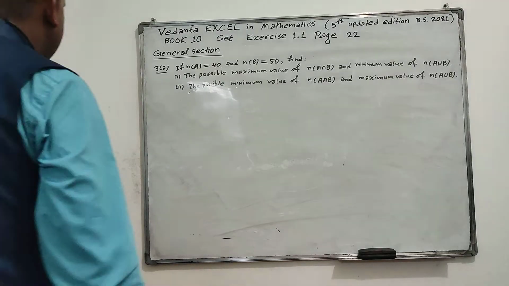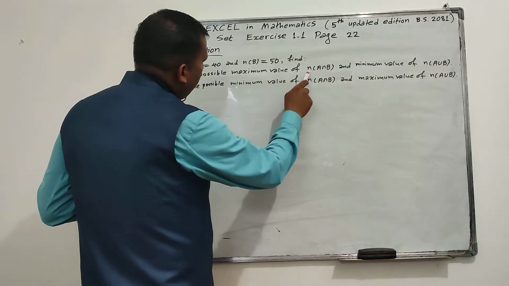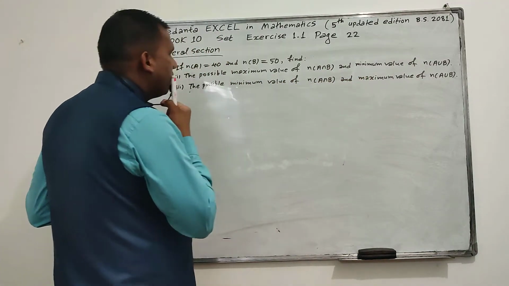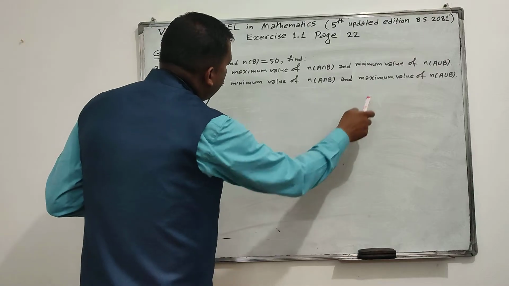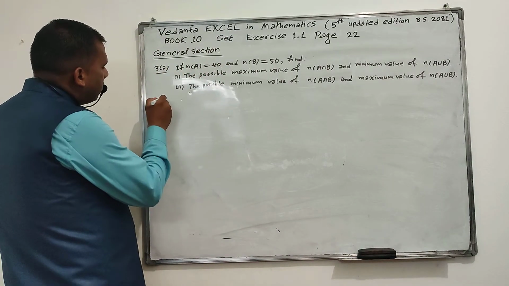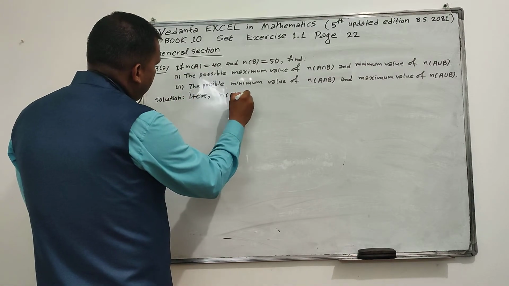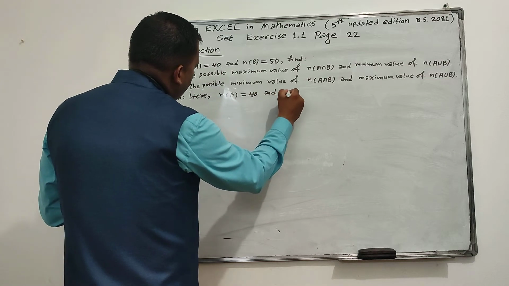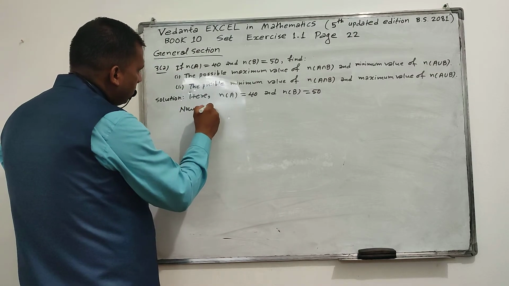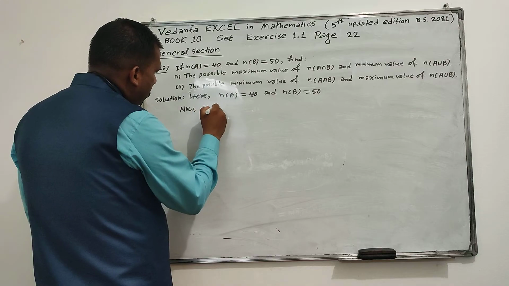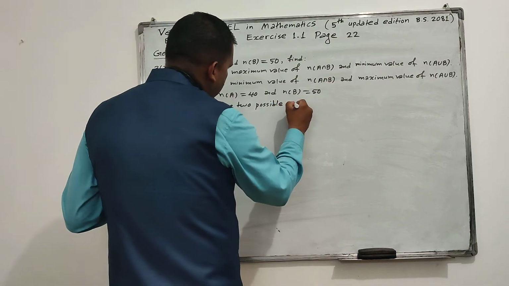Now next question 3a. If number of A is 40, number of B is 50, find: 1, the possible maximum value of number of A intersection B and minimum value of number of A union B. 2, the possible minimum value of number of A intersection B and maximum value of number of A union B. Now its solution. Here number of A equals 40 and number of B is 50. Now here are two possible cases.